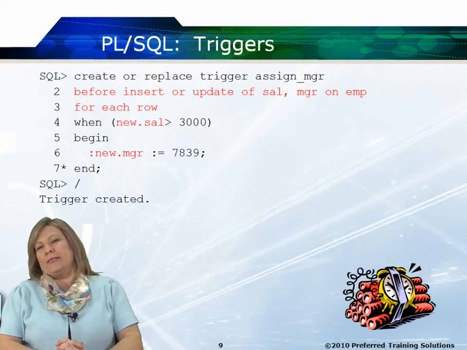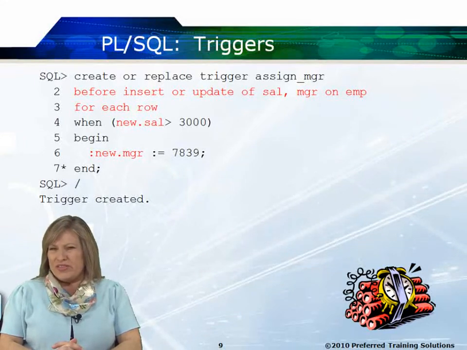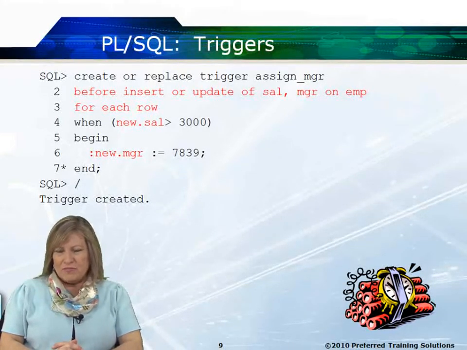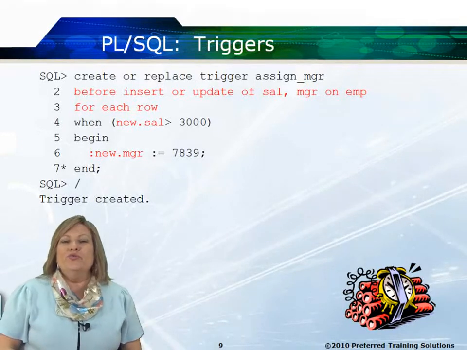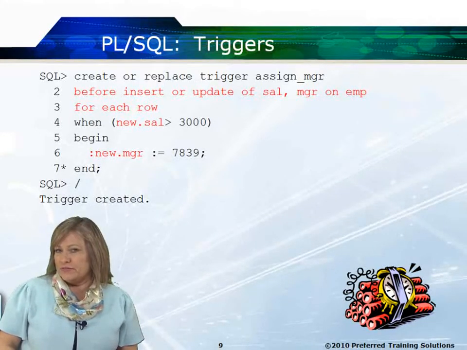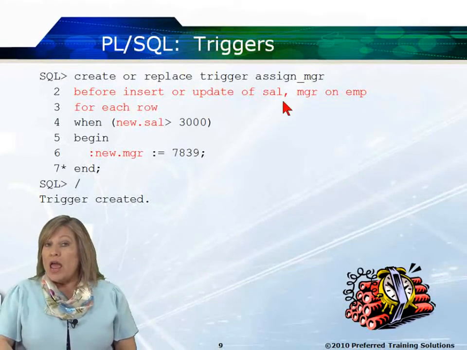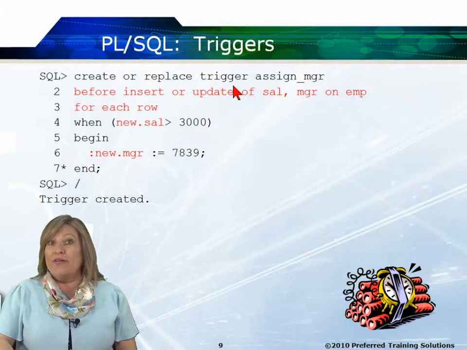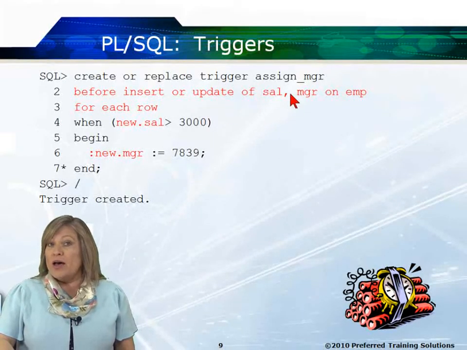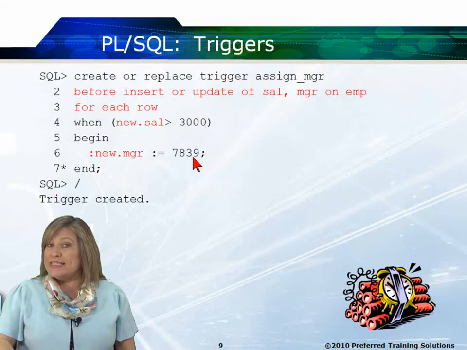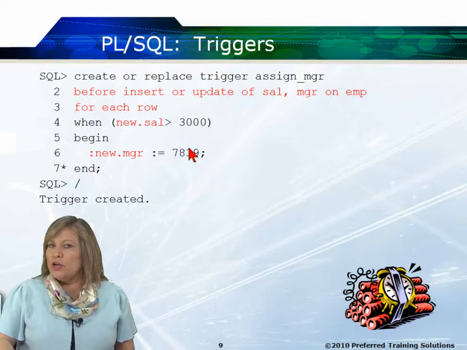Now another thing we said is, if the salary is not greater than 3,000, then we don't need to be concerned about this. I'm only concerned with employees whose salary is greater than 3,000. Of course their salary might have been $2,500 before, and we're updating it to $3,500. So as part of updating their salary from $2,500 to $3,500, this trigger is going to execute, and it's also going to assign a specific manager number to their manager column.